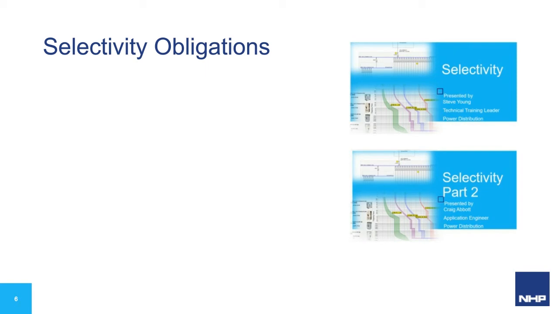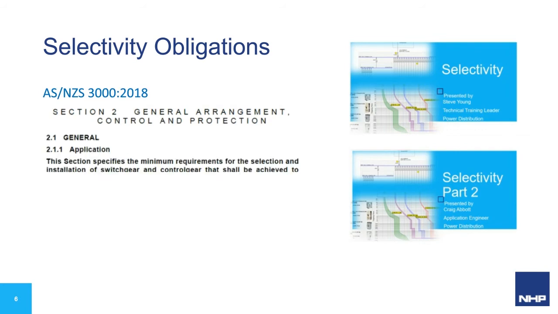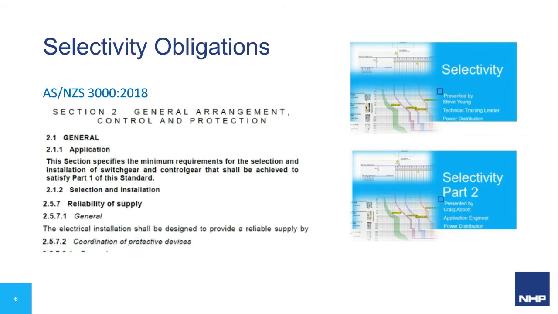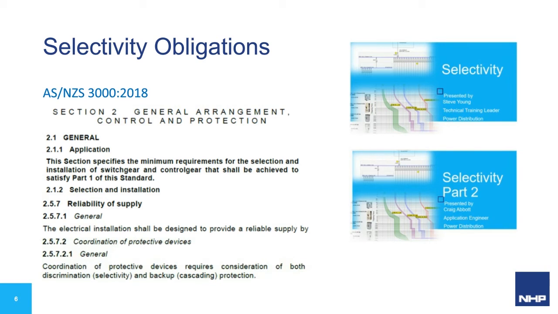As we've discussed, selectivity is not just one thing. Selectivity is a chosen level of behaviour of electrical protection devices in a circuit. The chosen level may be different for many applications and installations. From AS/NZS 3000:2018 compliance, where we understand our obligations and objectives for reliability of supply and coordination of protection devices for standard applications.